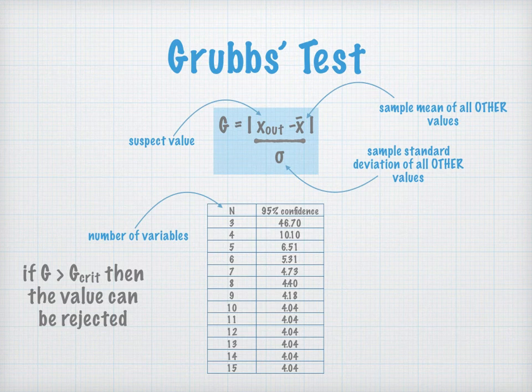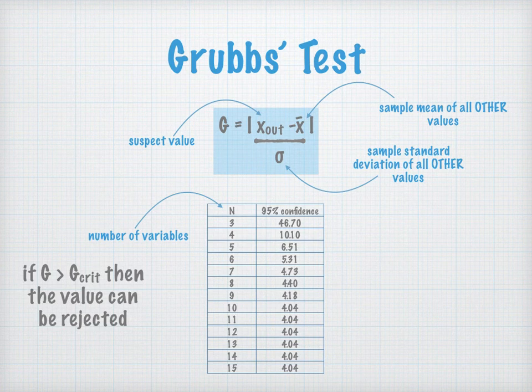Grubbs' test. So in the Grubbs' test, I have my suspect value minus my mean, and it's the mean of the other values, not the mean of all of the values, just the mean of the values that I'm confident with. And then I can divide that by the sample standard deviation of all the other values. I use the sample standard deviation because it makes it a little bit bigger, because I only have a small number of data points within my set. In this case, I only have 7 data points.